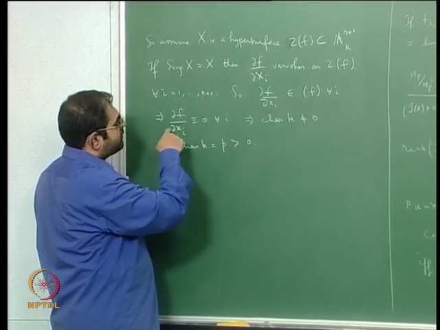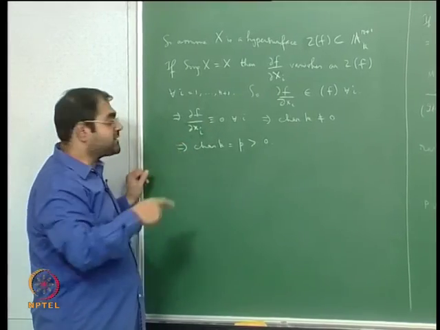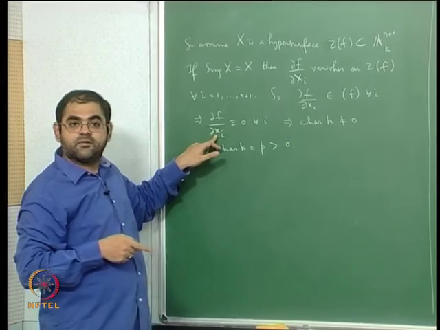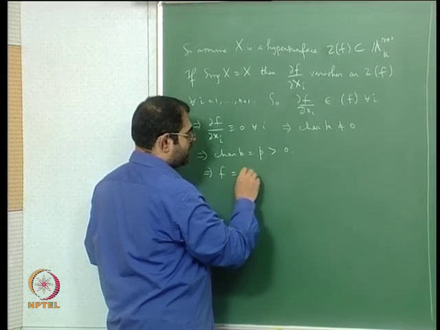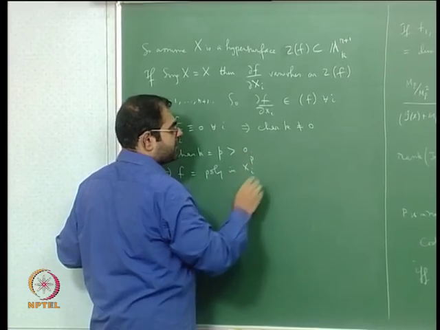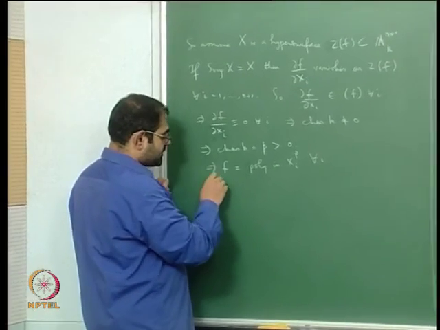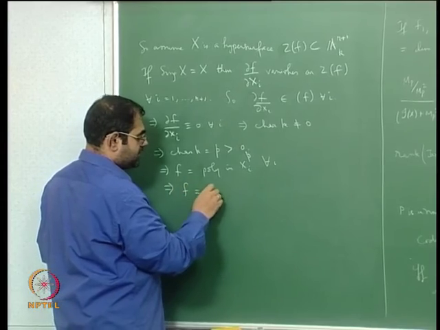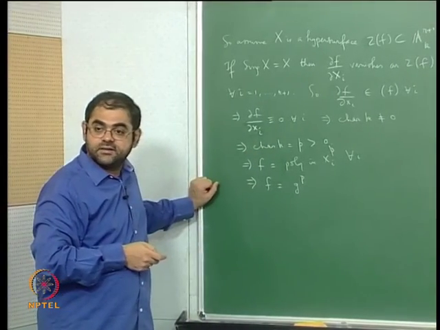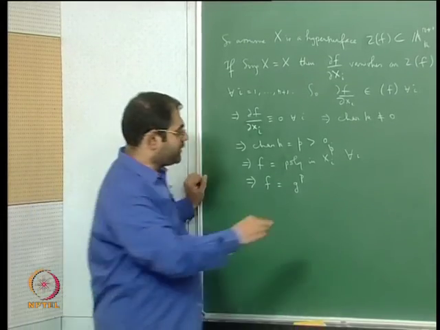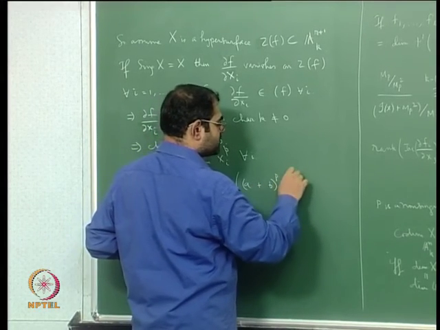And in positive characteristic, if the partial derivative of a polynomial with respect to a certain variable is 0, it means that the polynomial should be a polynomial in the pth power of that variable. So this implies that f is a polynomial in xi^p for every i. This is a result from characteristic p, and this will tell you that f is g^p, because since your field is algebraically closed, you can take pth roots of all the coefficients, and you can use the fact that (a+b)^p is a^p + b^p.